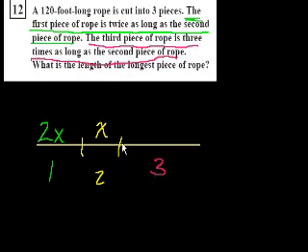So this is the third piece of rope here. It's 3 times as long as the second piece of rope, so it's 3x. And they ask, what is the length of the longest piece of rope? All right, so let's think about it.